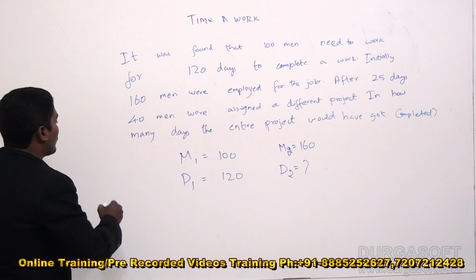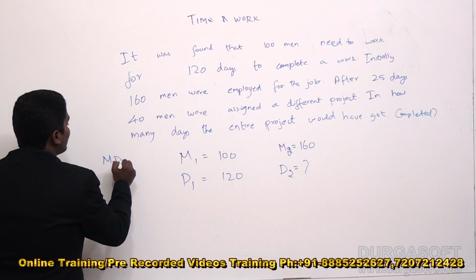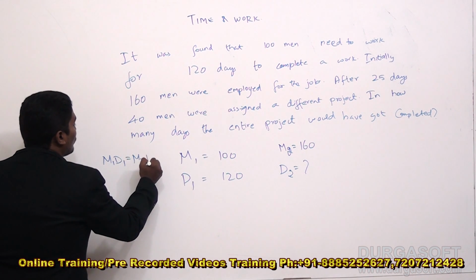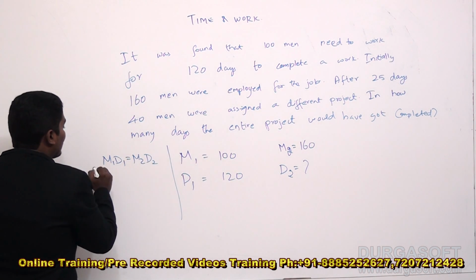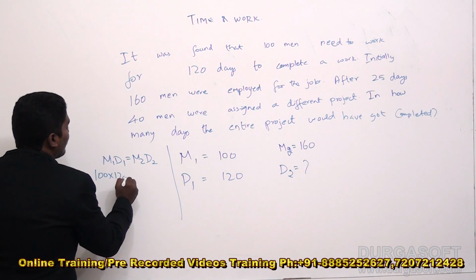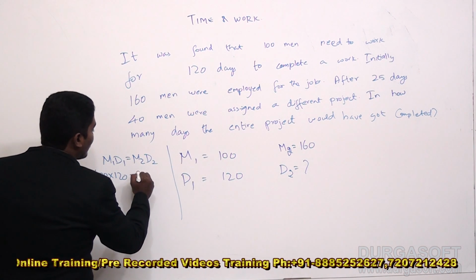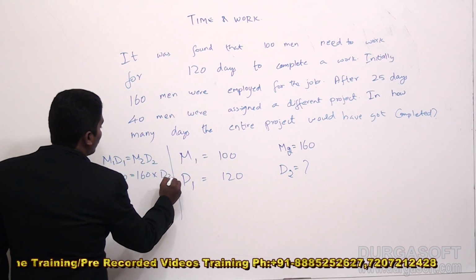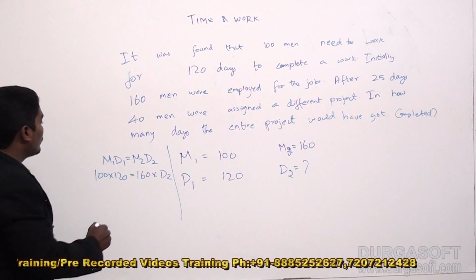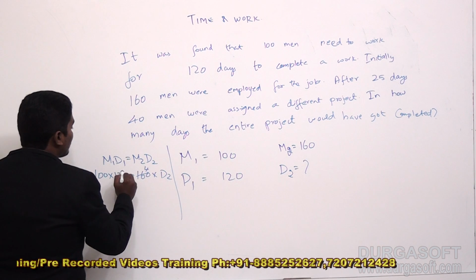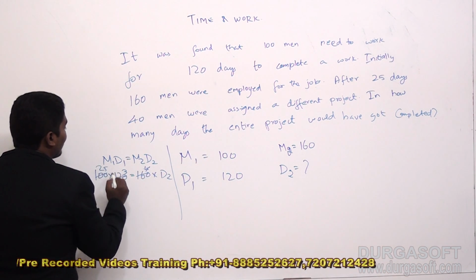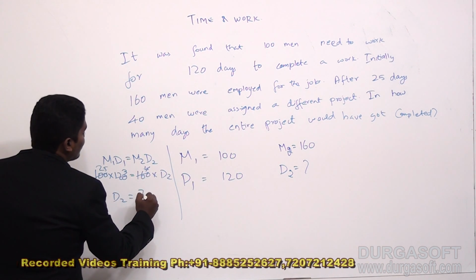Now I already know the formula that man into days is a constant, which means M1 D1 will be M2 D2. So I can say that 100 into 120 will be the same as 160 into D2. 40 times, this will be 4 times 3 times, 4 times 1 time, 25 times. So I will get D2 is equal to 75 days.